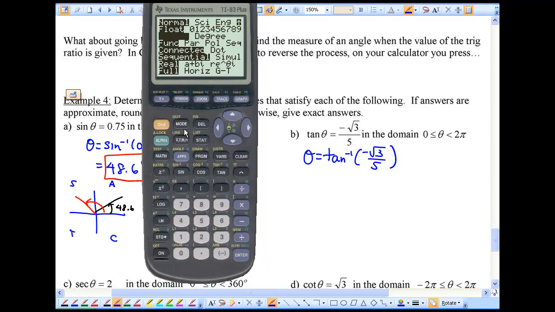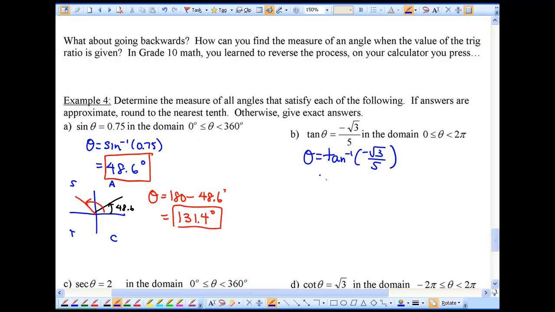Okay. And just go ahead and type this in. Tan minus 1, negative, root 3, close the bracket, divide by 5, close the bracket. There we go, 0.33. I said round to the nearest tenth, so let's call this negative 0.3. Okay.